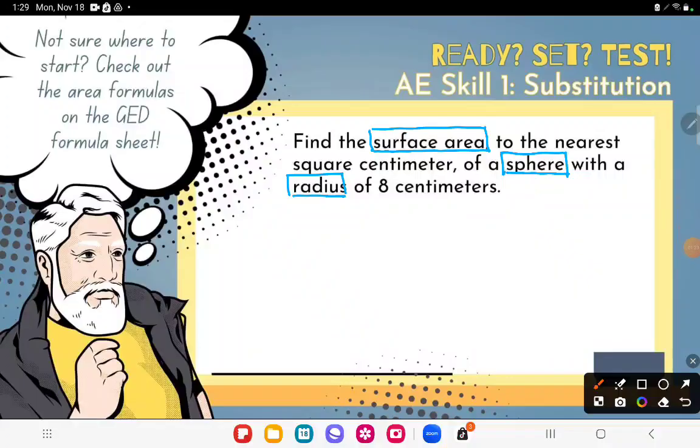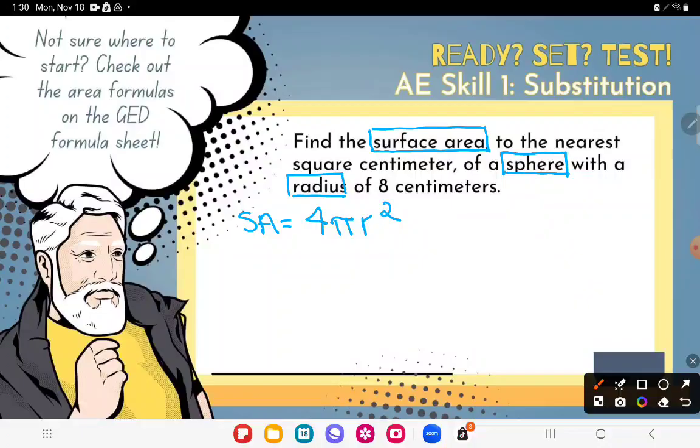Hitting up the GED formula sheet under the surface area and volume section, you're going to see that there's two formulas for the sphere. One says SA is equal to yada, yada, yada. One says V is equal to yada, yada, yada. Well, we're looking for surface area, so we want the formula that says SA. First step, I'm just going to copy down that formula exactly the way I see it so that I make less errors in my substitution. So surface area is equal to 4 times pi r squared.